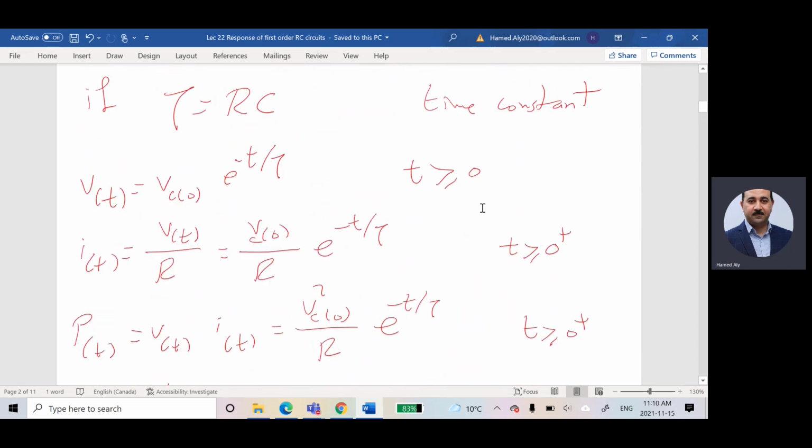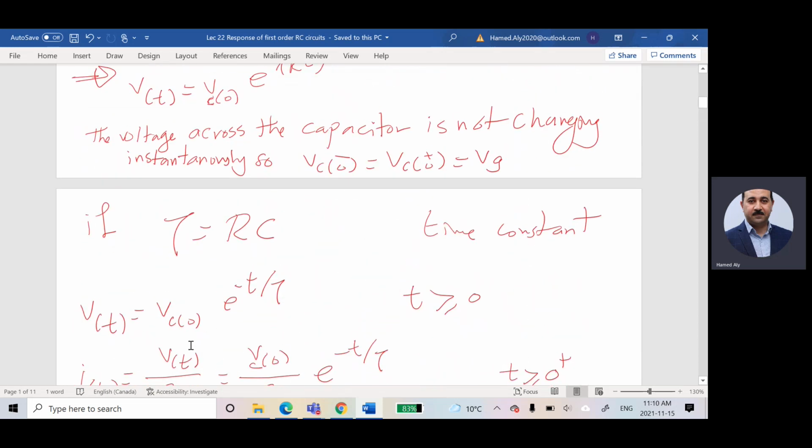So I can say that Vc of 0 times e to the power negative t over tau is equal to the voltage for the capacitor at any time t. And as you are increasing the time, the voltage will be decreased. And this is logic because the capacitor is discharging its charge during that period, which is from t equal to 0 to infinity.